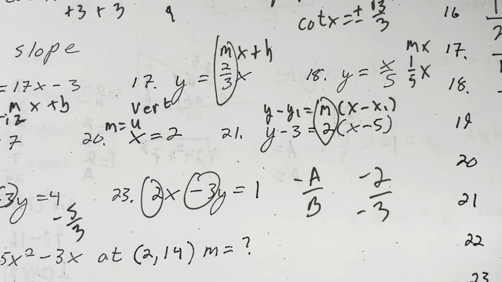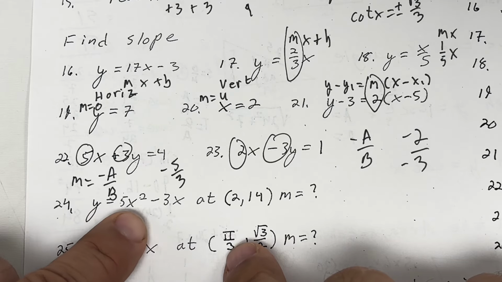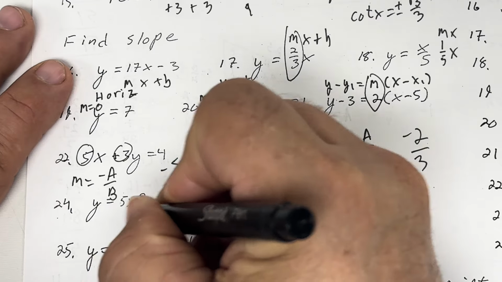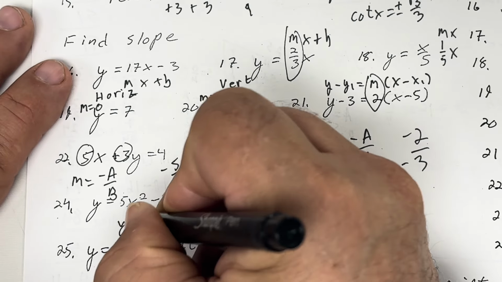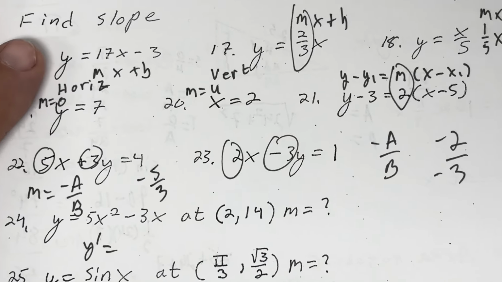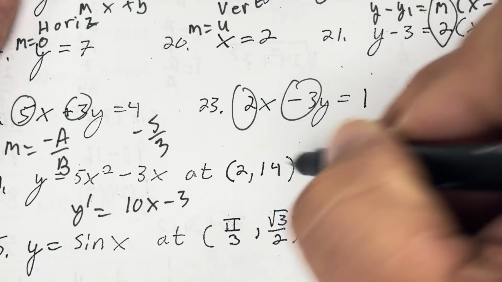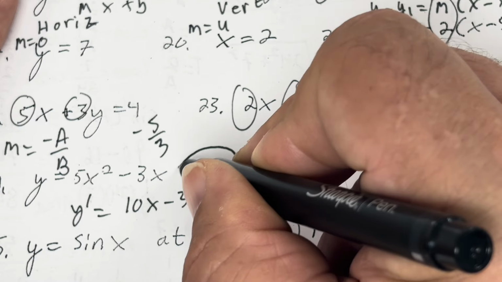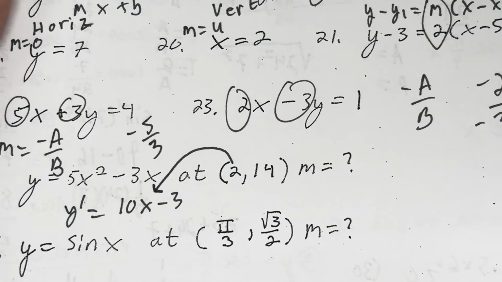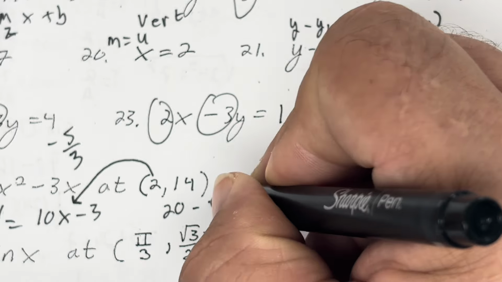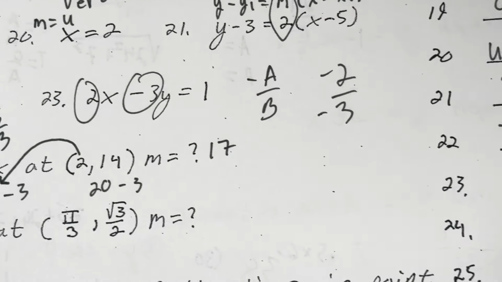And the slope of 5x squared minus 3x at the ordered pair 2, 14. So to find the slope at a point on a curve, we want to take the derivative. So the derivative of 5x squared minus 3x is 10x minus 3, evaluated at x equals 2. So 10 times 2 would be 20, minus 3, the slope would equal 17.